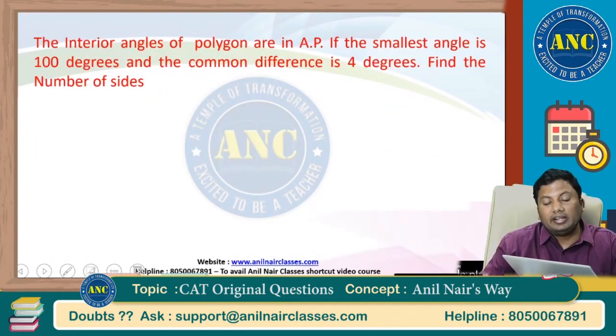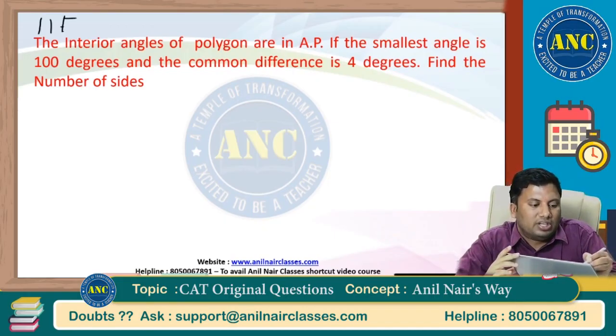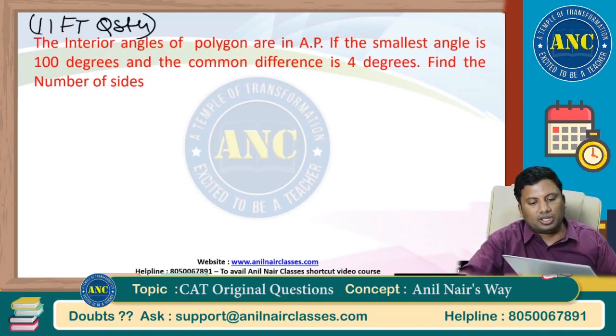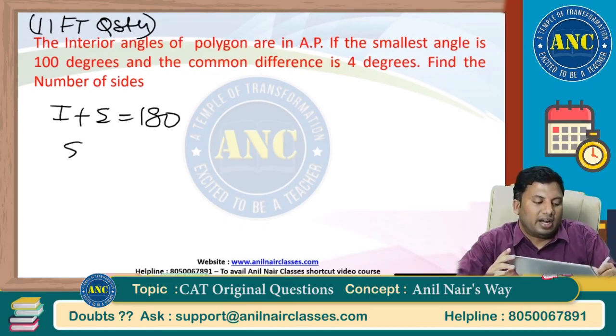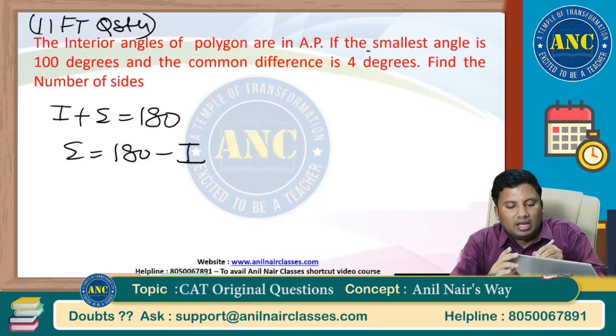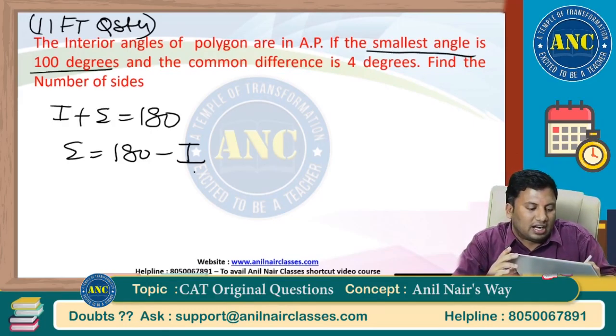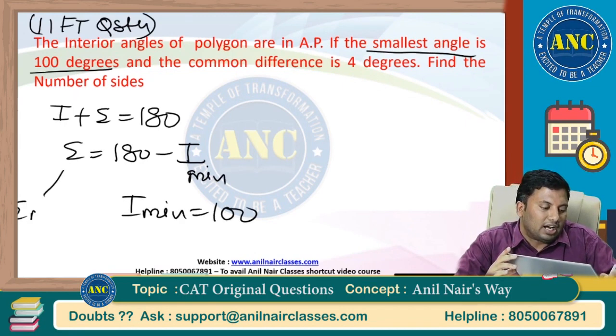Next one. Interior angles of a polygon are in AP. Again, it is an original IIFT question. Interior angle plus exterior angle is 180, so exterior is equivalent to 180 minus interior. Interior smallest is 100. The interior minimum value is 100, so the exterior largest value is nothing but 80.